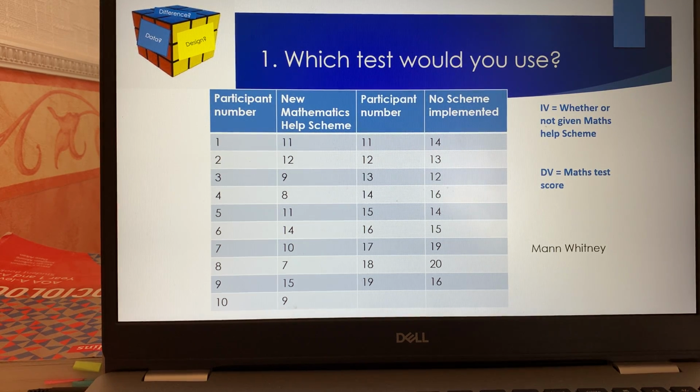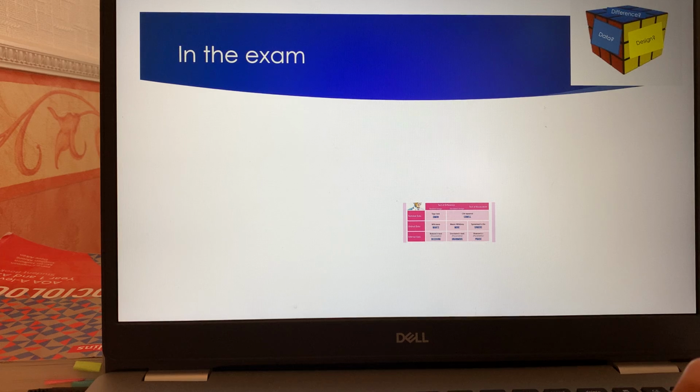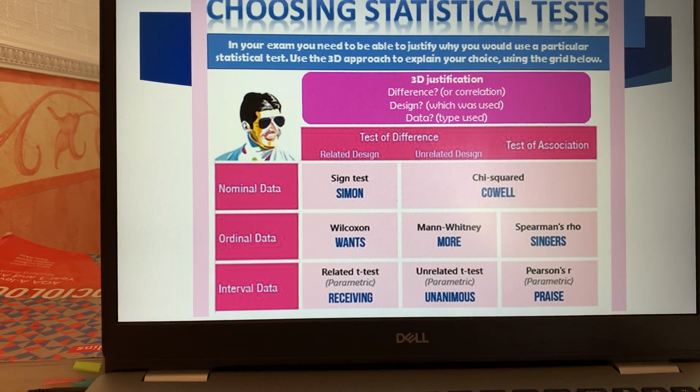And then the answer is a Mann-Whitney. Why is it a Mann-Whitney, you might be screaming? Well, it's a Mann-Whitney because it's an unrelated design. You've got two sets of participants there. One of them are on the help scheme and one of them aren't. So it's unrelated.